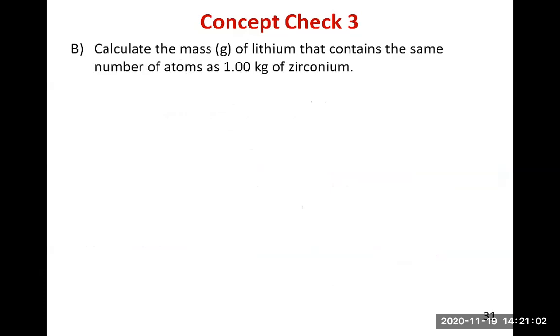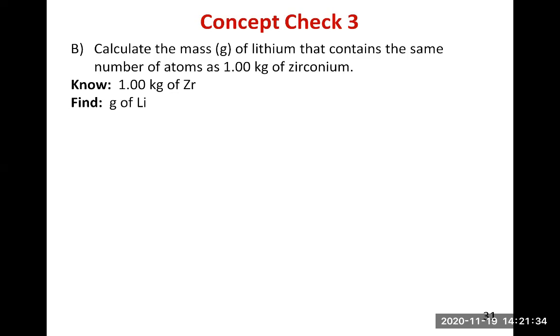So second problem, calculate the mass in grams of lithium that contains the same number of atoms as 1 kilogram of zirconium. So interesting. So you have a number of kilograms of zirconium, so exactly 1.00 kilograms of zirconium. So that's a mass. And you want to find the grams of lithium.